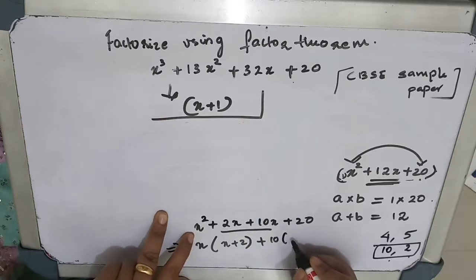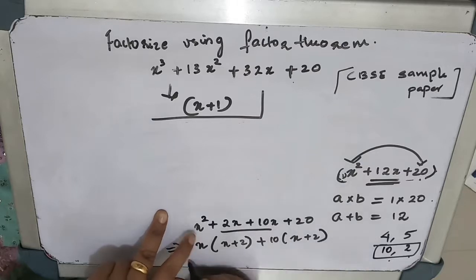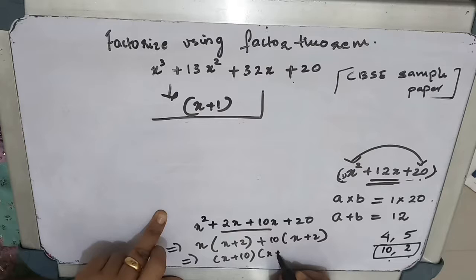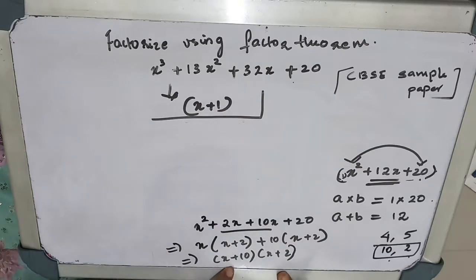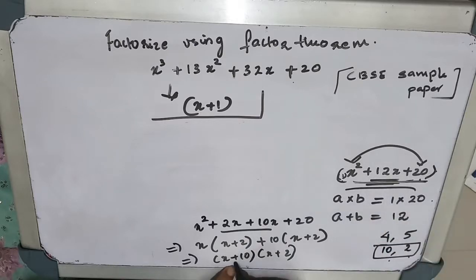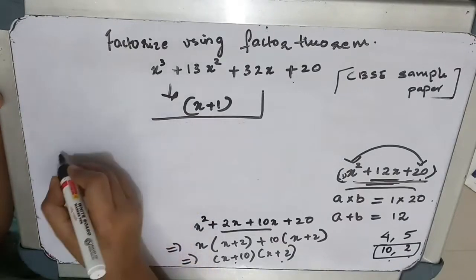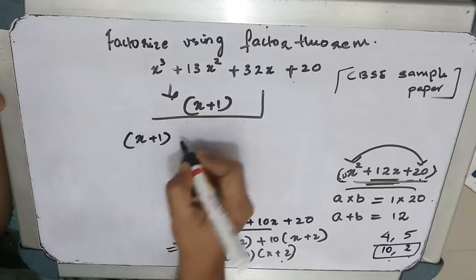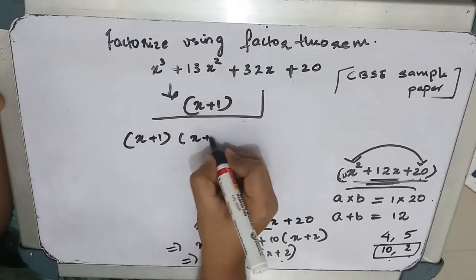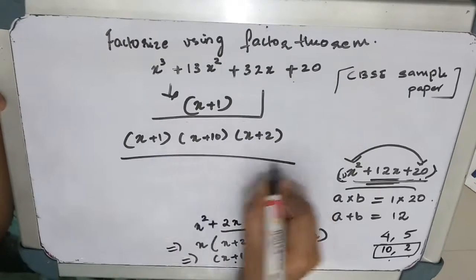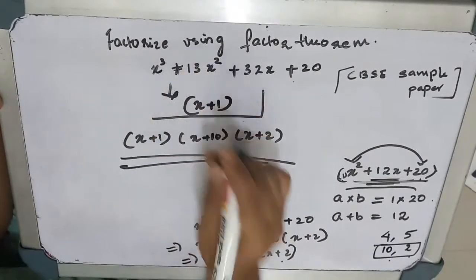10 is taken from the second two terms. Again x plus 2 remains. So we have x plus 10 into x plus 2. So the factors of this quadratic polynomial are x plus 10 and x plus 2. And all the factors of this cubic expression can be written as x plus 1 into x plus 10 into x plus 2. So we have factorized this term.